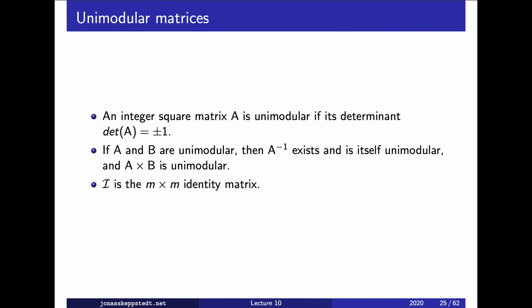Unimodular matrices are integer square matrices with determinant of plus or minus 1. And the inverse of a unimodular matrix is also unimodular, and the product of two unimodular matrices is also unimodular. And the simplest unimodular matrix is the identity matrix.